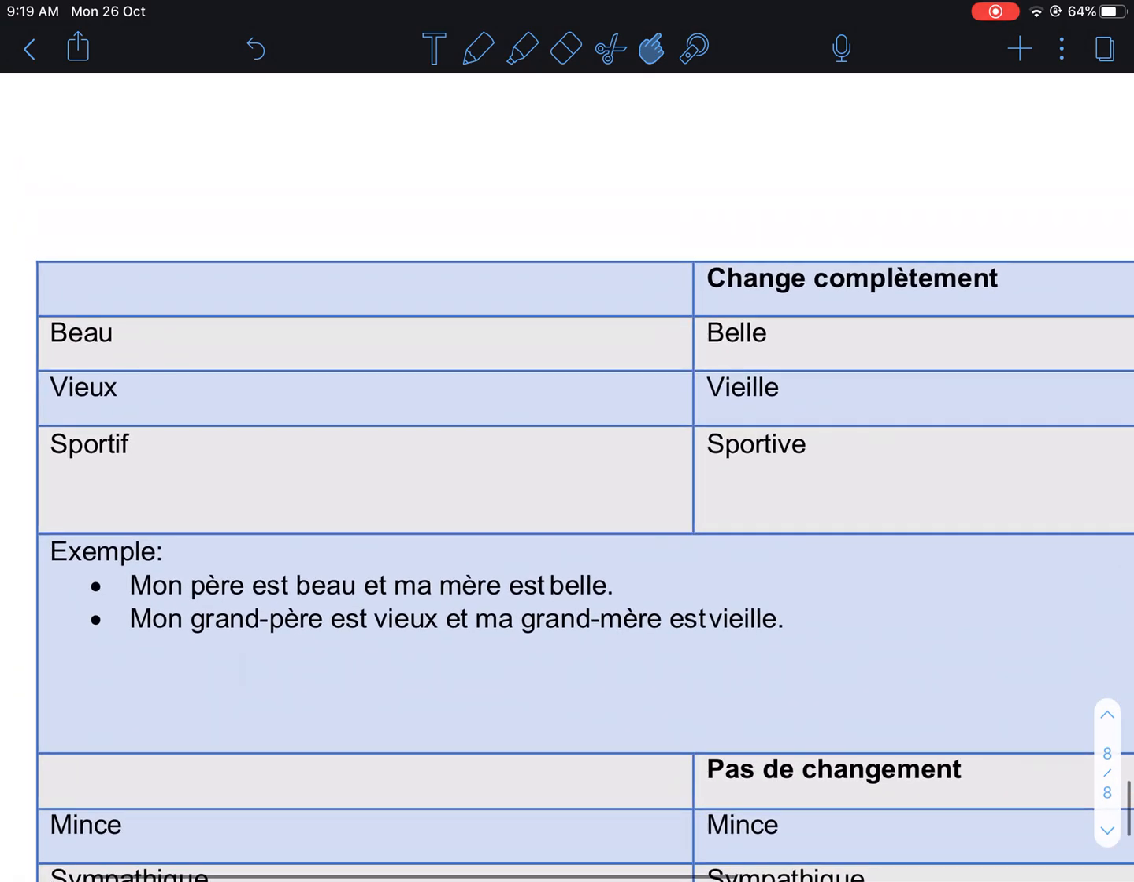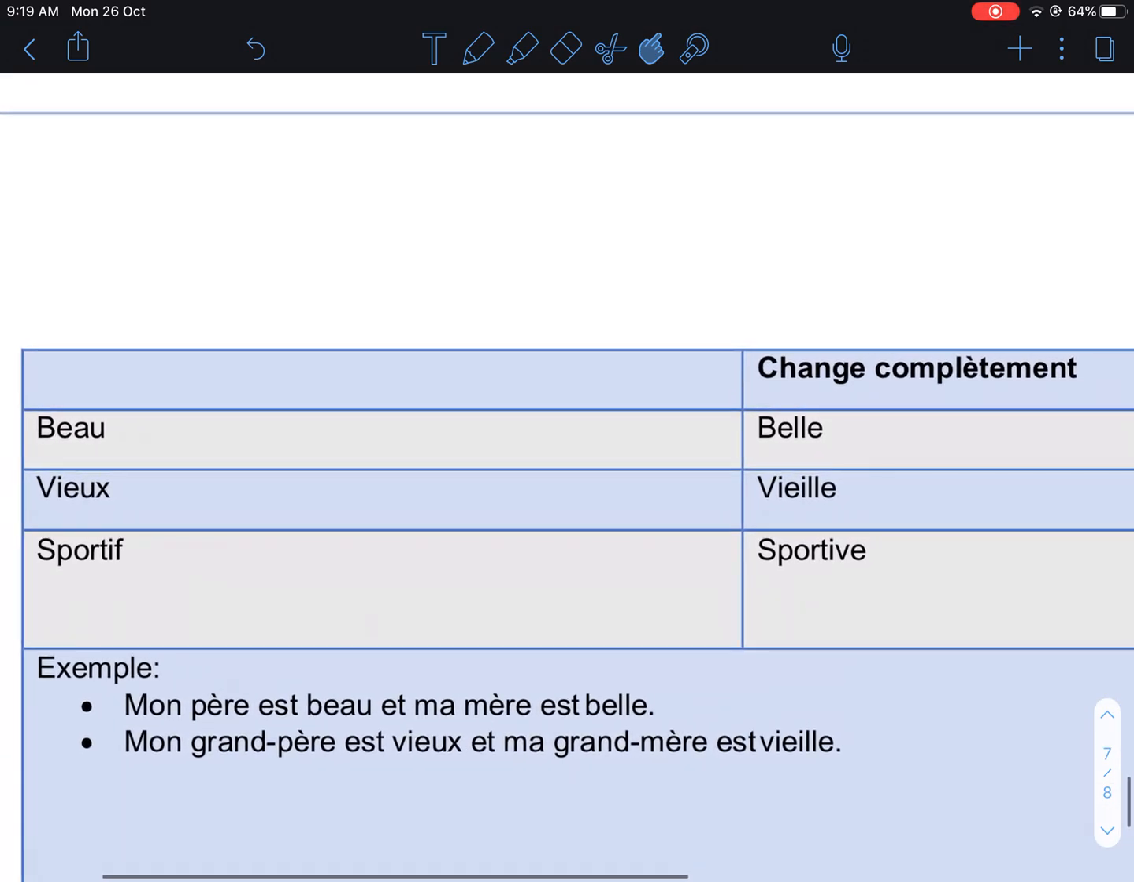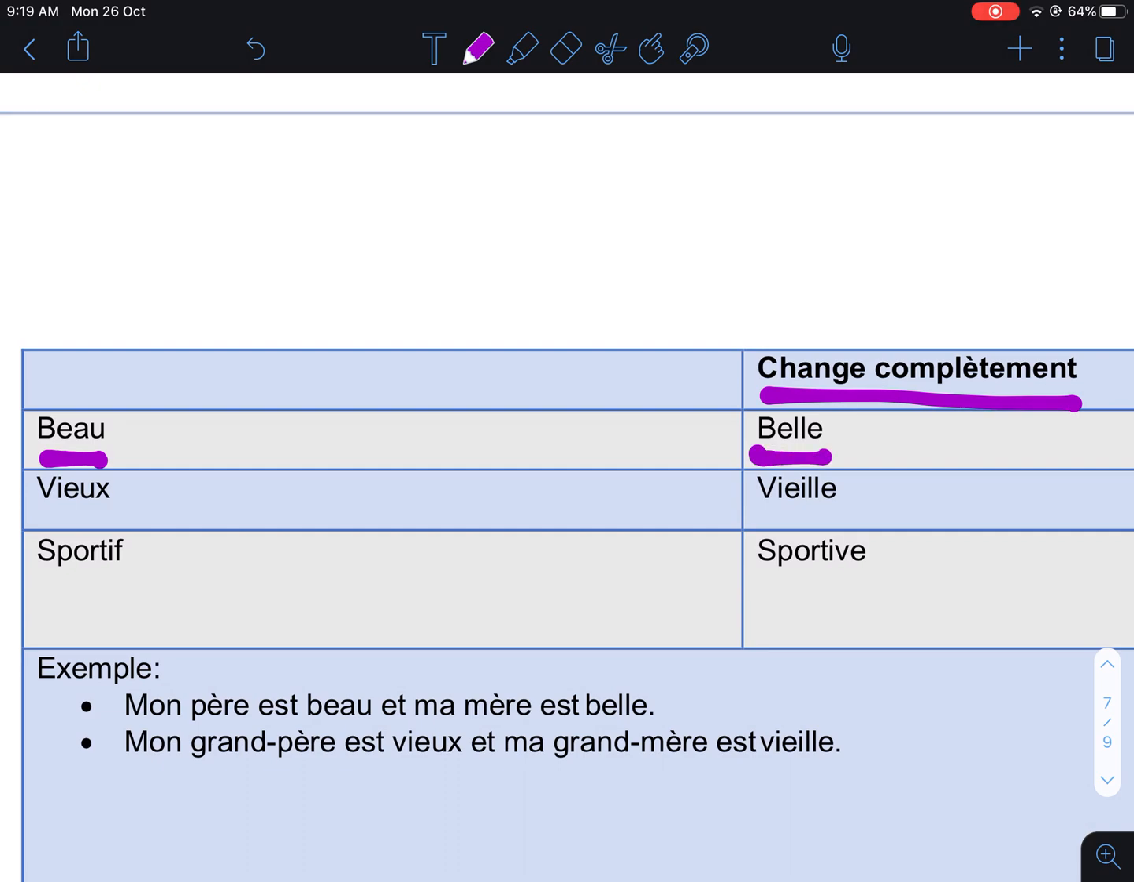Now, the next variation of adjective qualificative changes completely. It means that when the male is something, the female, well, for example, we take this adjective, beau. Beau means handsome. When you want to describe a lady as beautiful, you change the spelling completely. It becomes belle. You see? This is the third variation. It completely changed. It doesn't stay the same at all. So beau becomes belle.